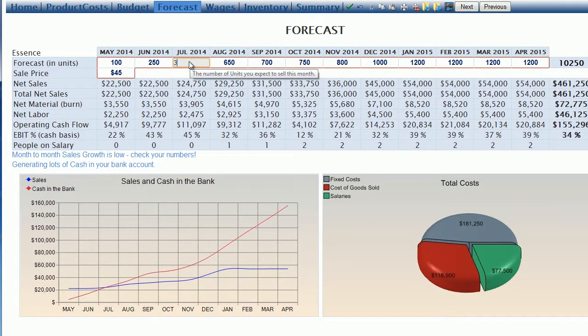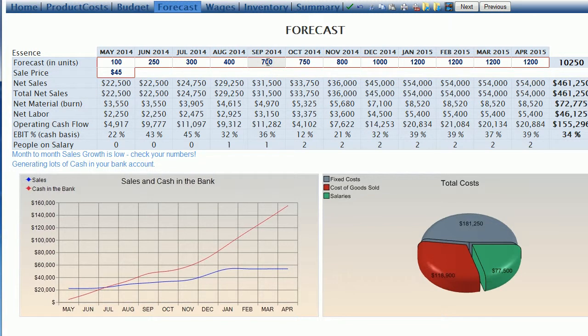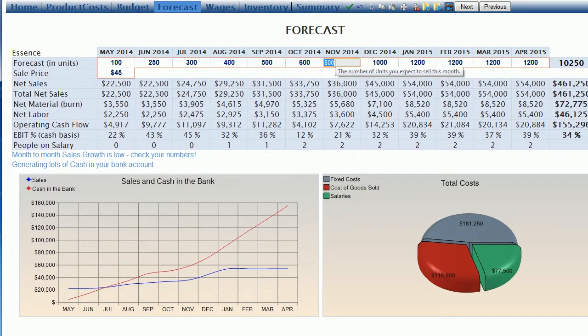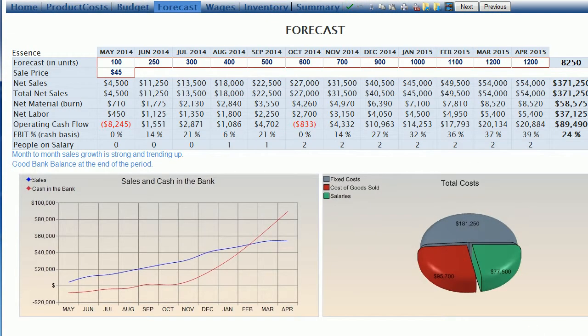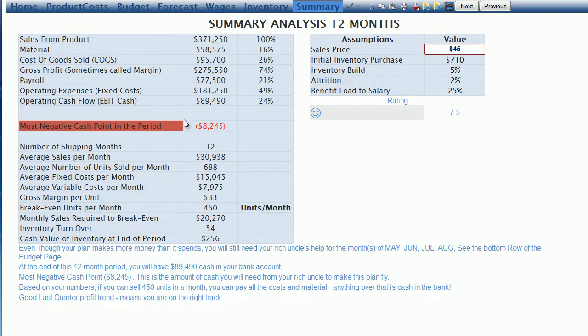Forecast is a bit aggressive for a startup period. I think we could restate the forecast to better reflect what is likely to happen in the marketplace. A bit slower takeoff. Wages page looks okay. Now back to the summary page to see what the results are.